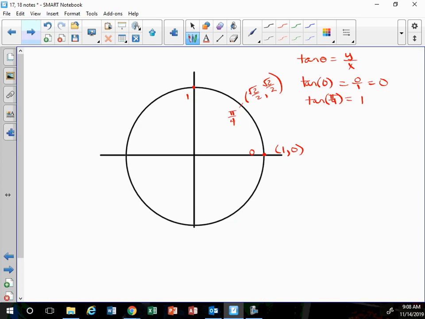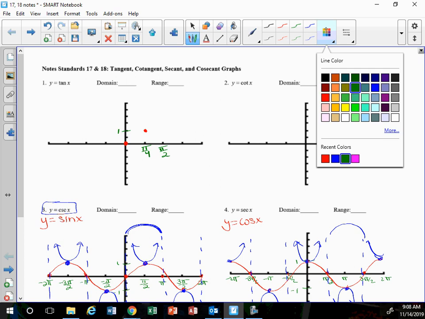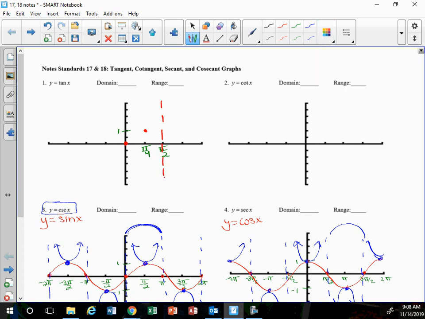Let's go to pi over 2 next, up here. That ordered pair is 0, 1. So what is the tangent of pi over 2? 1 over 0, right? Undefined. What shows up on a graph when it's undefined? Okay. So, this is pi over 2. And that's where I have an asymptote. Why? Undefined. Pi over 2, with an asymptote drawn through it.